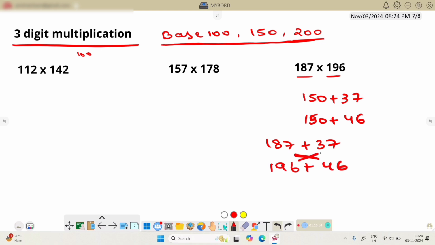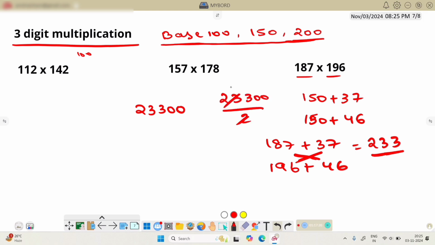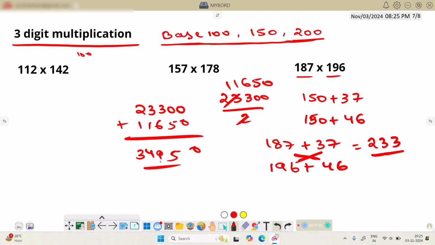If you crossly add these numbers, you will get 233. So if you add either 187 plus 46 or 196 plus 37, you will get the answer 233. You just write the number 233 and keep two zeros here, and next you should half this sum. So 23300, you just half it: 11650. You just add this number, and you will get 34950.